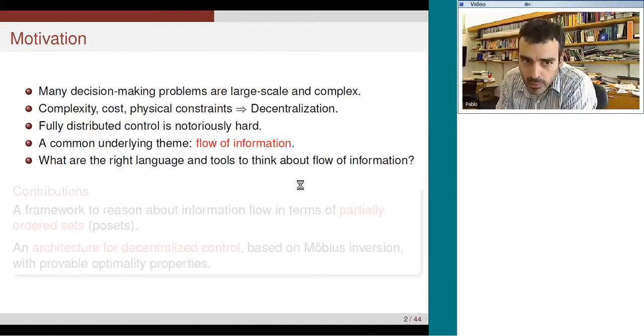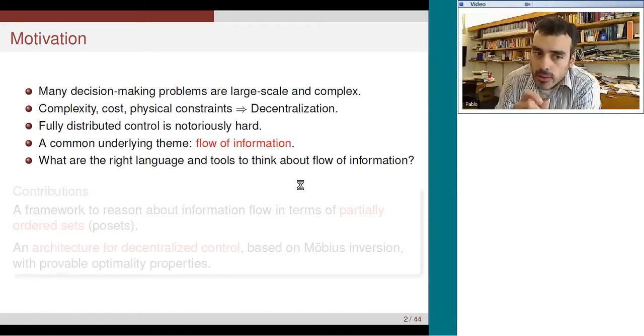And one of the things that I think is the main idea in this work, or one of the most important things that we try to do here, is try to abstract away as much as we can from the specific formulation and really focus on the notion of flow of information. And that's, in a sense, the goal of these languages, to try to think about what's the right mathematical language to talk about flow of information in a control system.